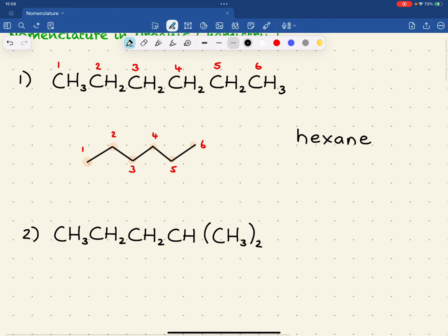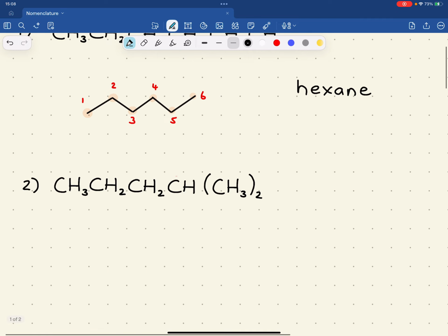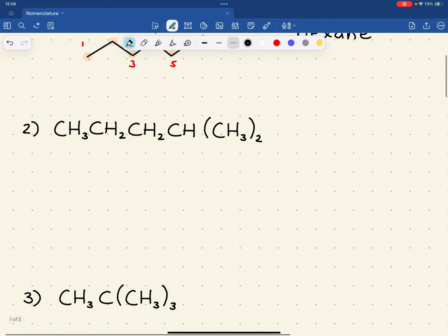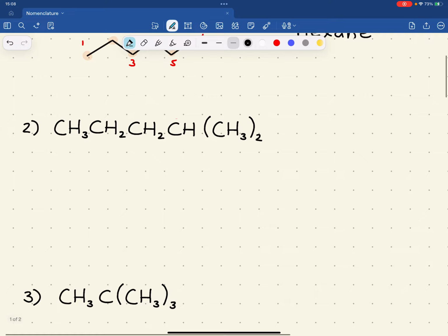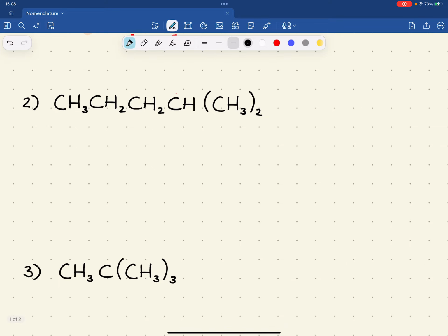Should be very straightforward. We're going to move on without any further ado to some more complex ones. This time we've got another alkane, but with a branch, and again I'm going to draw this as a skeletal formula. So that's 1, 2, 3, 4, and that should be 5, and then we've got a branch. I'll just do that a little bit better. I've got a branch here.